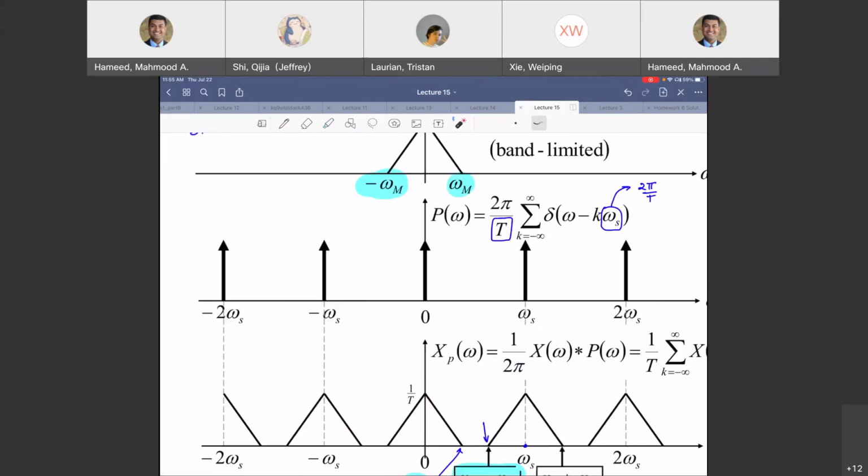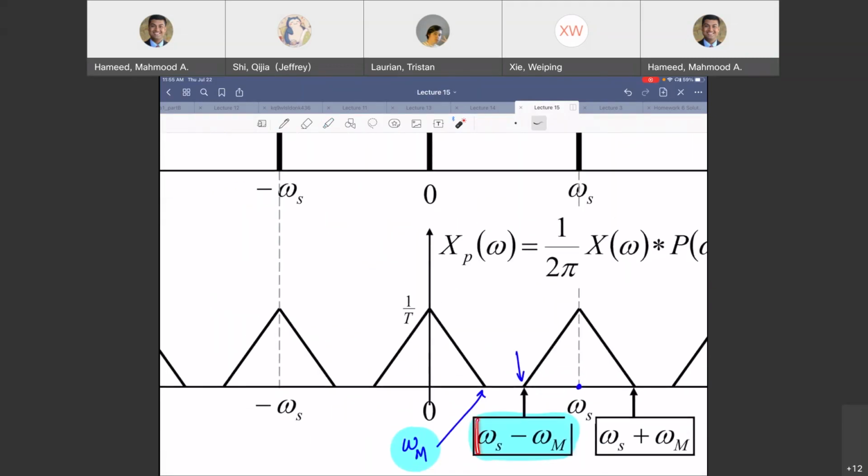You can have, let me zoom in here, you can have this to be higher than this, right? So you can have case one, let's write it in red. Case one, you can have omega s minus omega m greater than omega m. What does that imply? That implies that omega s is greater than 2 omega m, right?